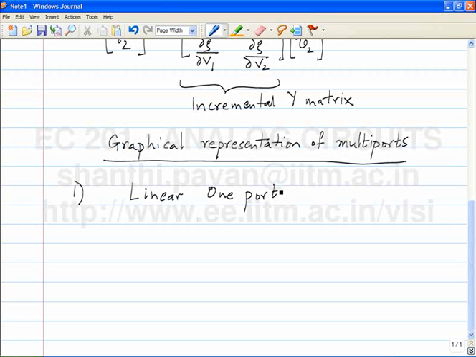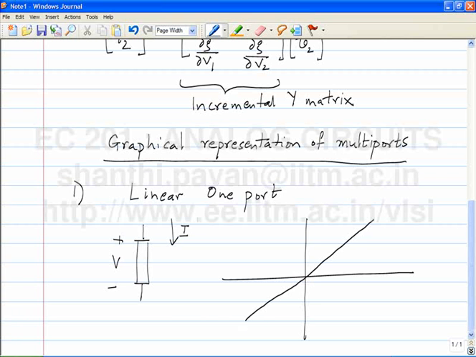In our discussion on linear one ports, what did we assume? What is enough to characterize a linear one port? There is only one parameter required. It's very straightforward. This V is the voltage across the port, I is the current through the port. If I plot V versus I, it should be a straight line passing through the origin. If I say V was the independent variable and I was the dependent variable, the graph will look like this.